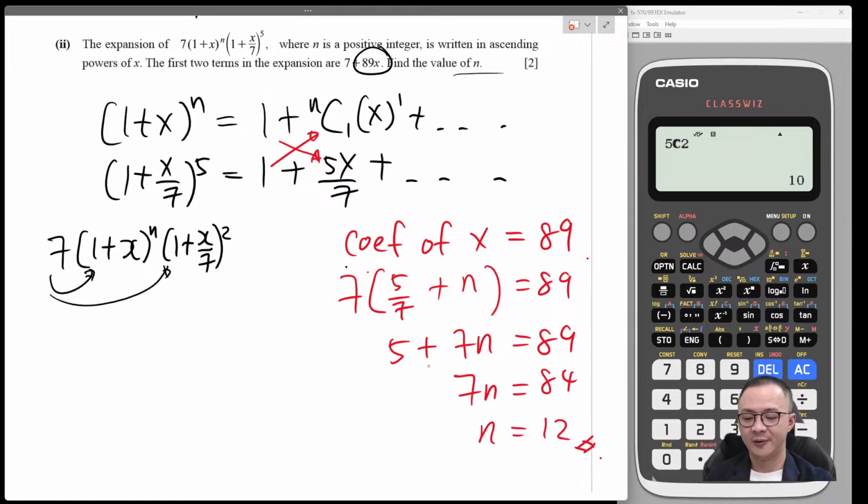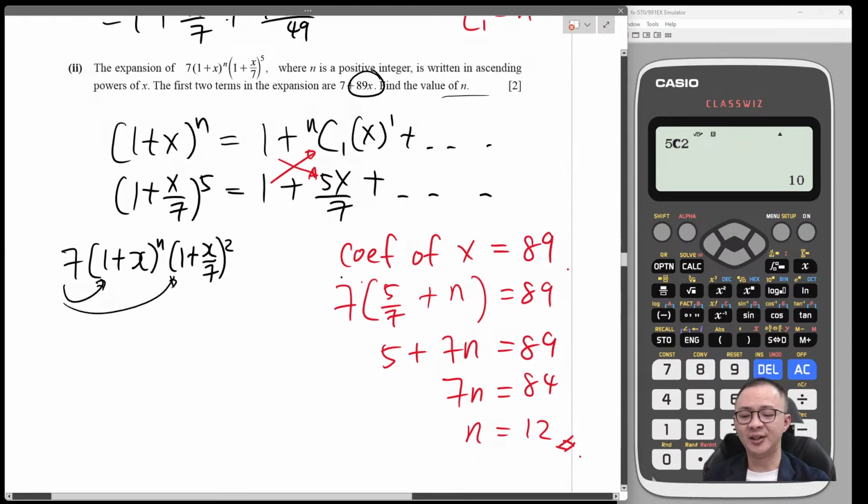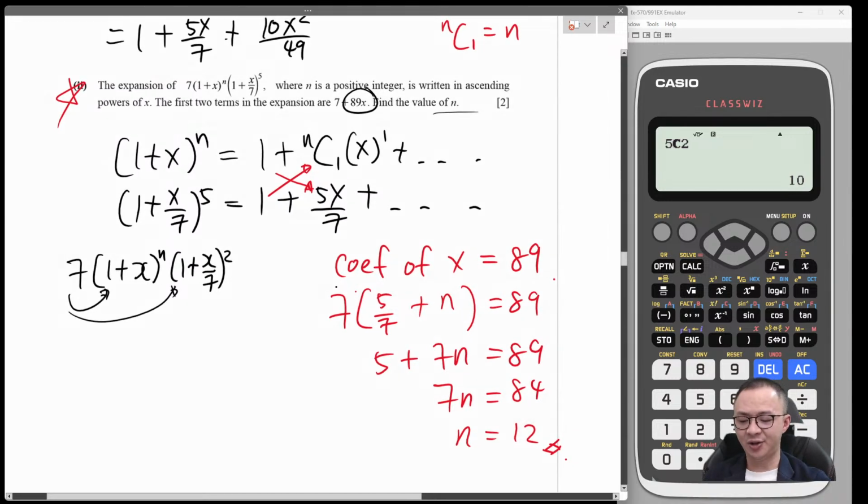Done. Okay. So yeah, this 2 mark question is considered a little bit hard for a 2 marker. But other than that, it should be fine.